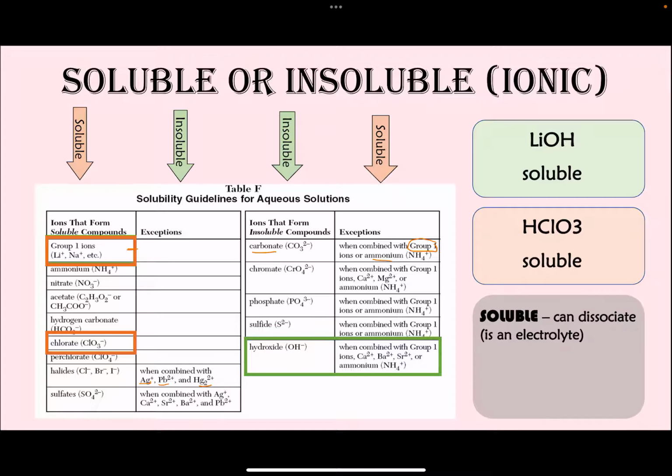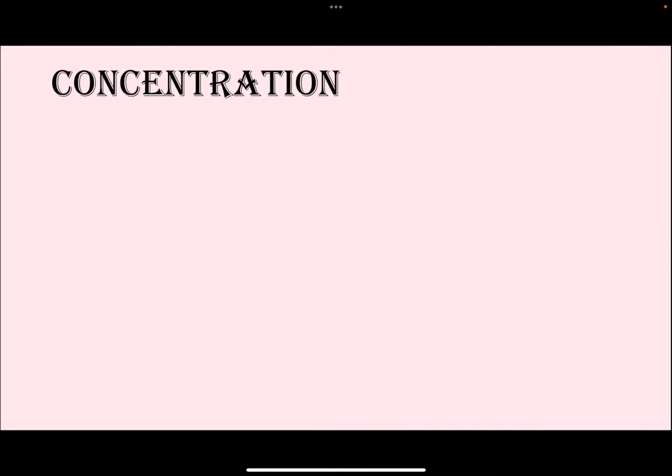So when we say that something is soluble, that means when it goes in the solution, it can dissociate into ions. And because it can dissociate into ions, it's also going to be an electrolyte. Electrolyte means it can conduct electricity. But if we say that something is insoluble, that means when it goes in the solution, it cannot dissociate into ions. So it's just going to precipitate out as a solid. So this one will not be able to conduct electricity.